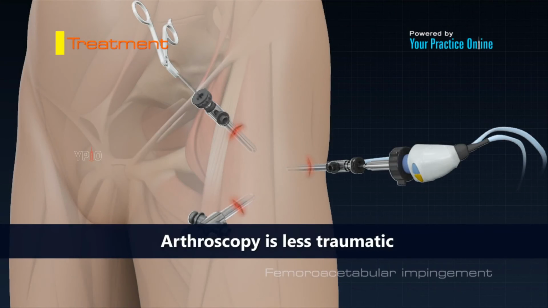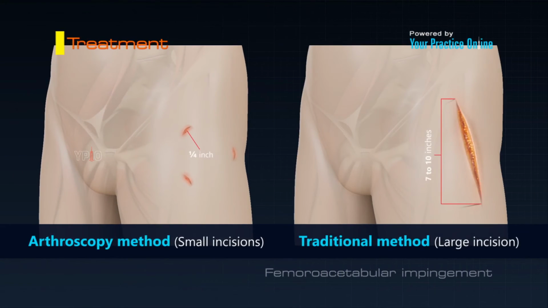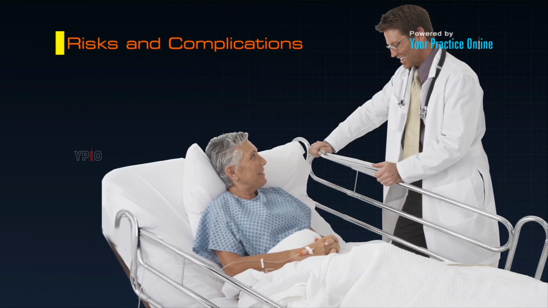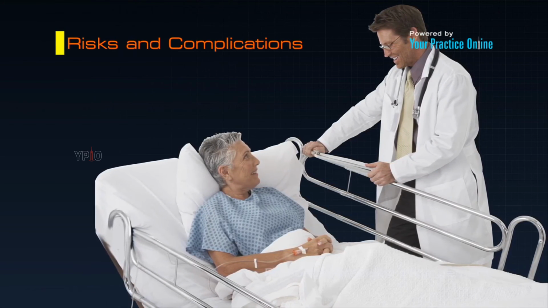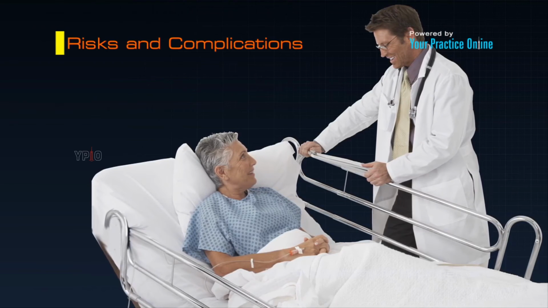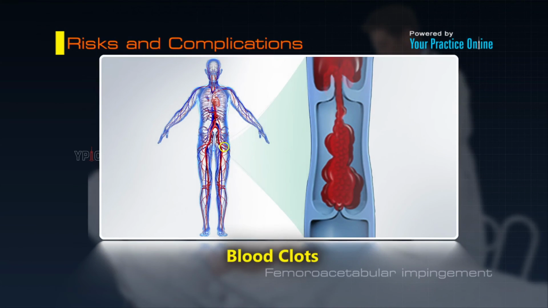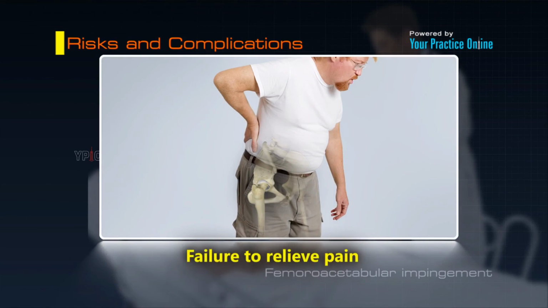Arthroscopy is much less traumatic to the muscles, ligaments, and tissues than the traditional method of surgically opening the hip with long incisions. Risks and complications. As with any surgery, there are risks involved. Although rare, complications from hip arthroscopy can include infection, blood clots, nerve injury, and failure to relieve pain.